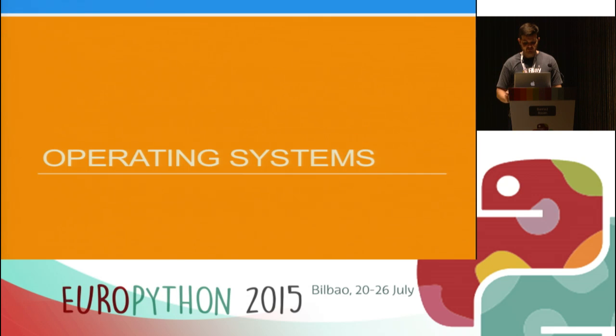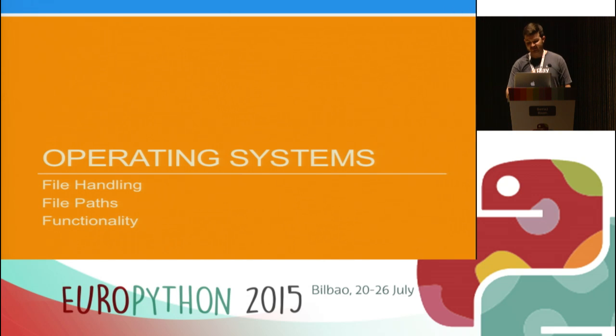So next, I'm going to talk about operating systems and how to get compatibility across a bunch of different operating systems you may run into. The first topic I'm going to talk about is file handling. Then I'm going to talk about how to handle file paths, and then finally functionality and lack of functionality, or how it may differ across operating systems.